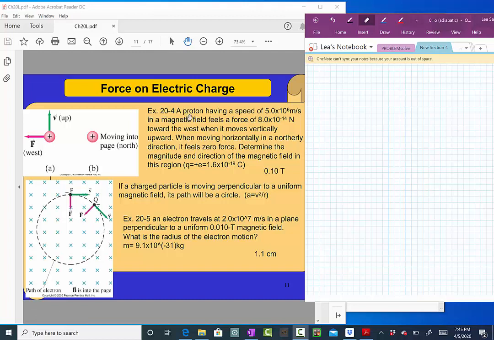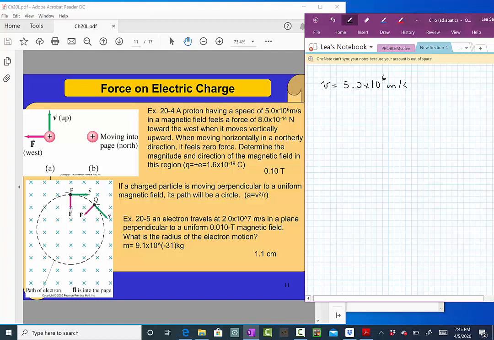What we have is a proton. So it's a single charge now. It's not current, but a single charge. And it has a certain speed. It's given to us. I'm going to write this here. This speed is 10 to 6 meters per second. Very high speed.